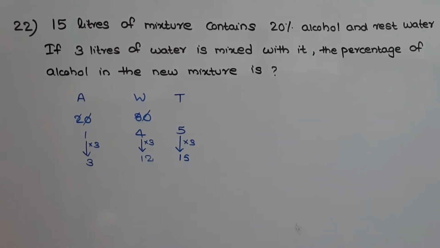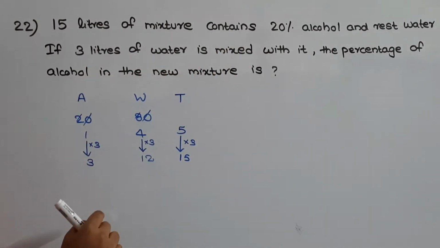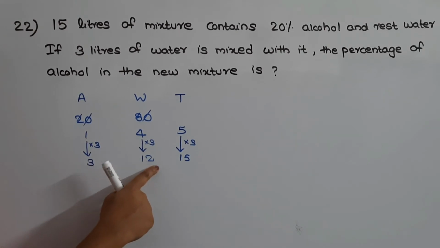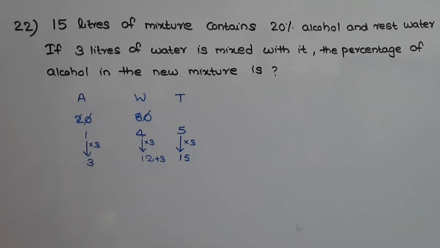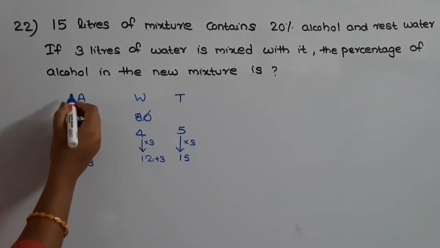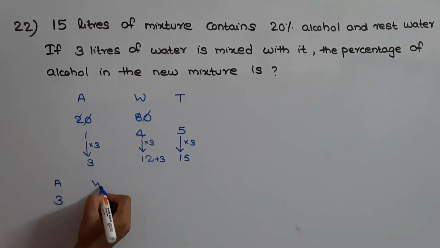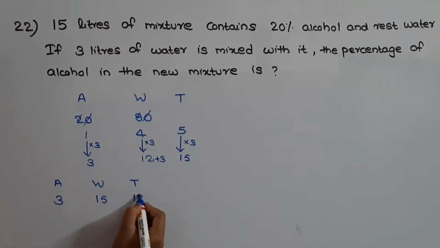Now they are telling that 3 liters of water is mixed with it. Okay, so in the initial case the quantity of water is 12 liters. Now they are telling that 3 liters of water is added to this mixture. Okay, so the quantity of alcohol will be 3, the quantity of water will become 15, and the total quantity of the mixture will be 3 plus 15, that is 18.